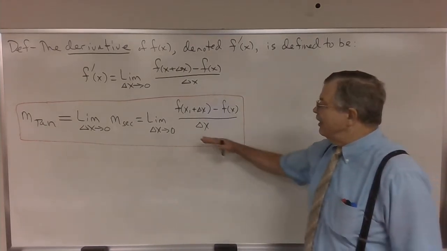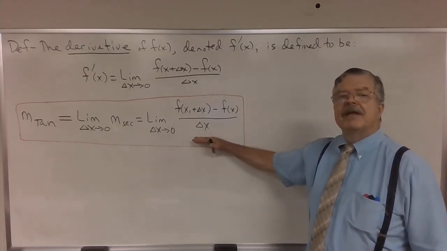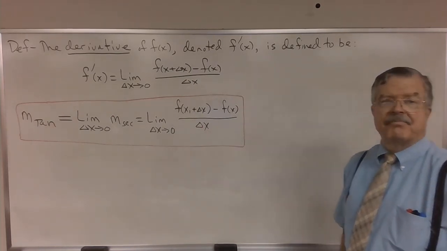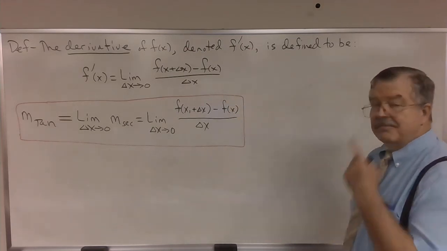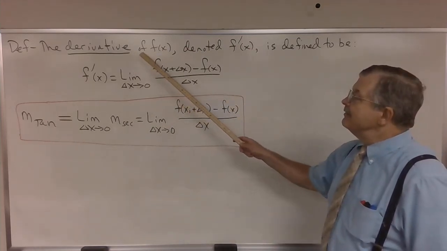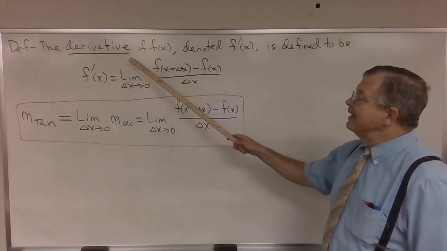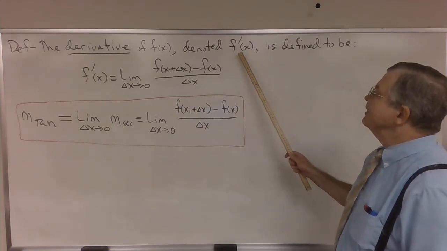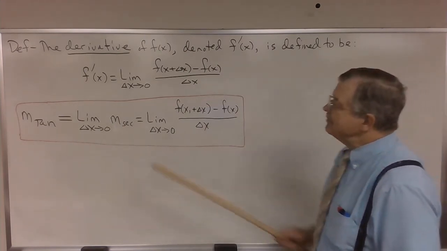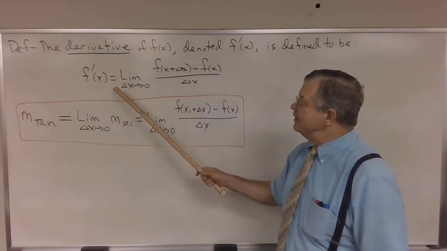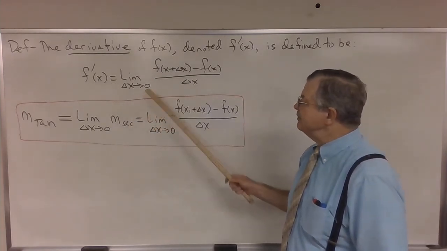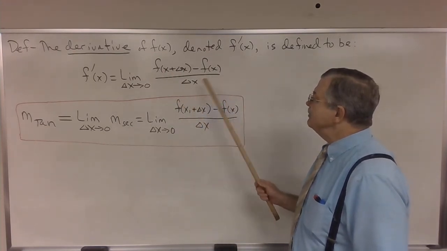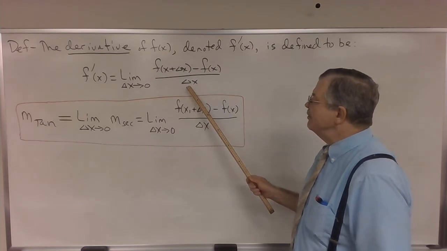Okay, first of all, what I have in the red box is what was left over from the whiteboard from where we were working before. But I'm going to define something now, the derivative of the function f of x. The derivative of f of x, denoted this way, is defined to be the limit as delta x goes to 0 of f of x plus delta x minus f of x all over delta x.